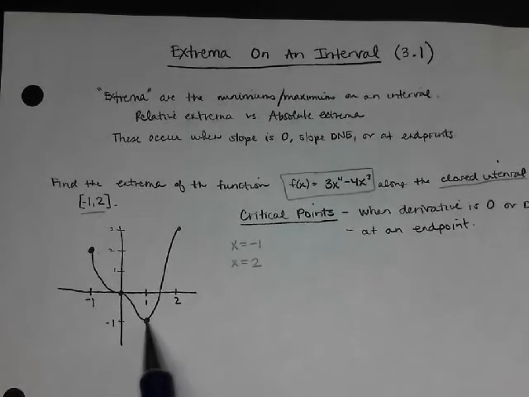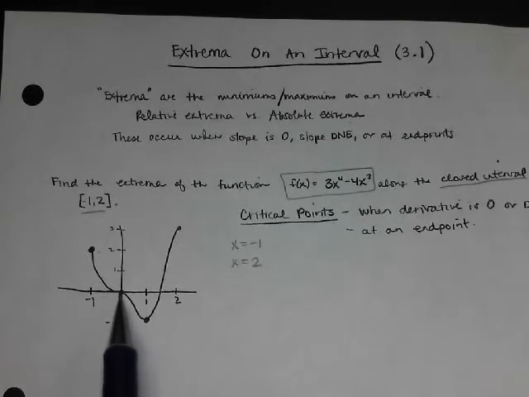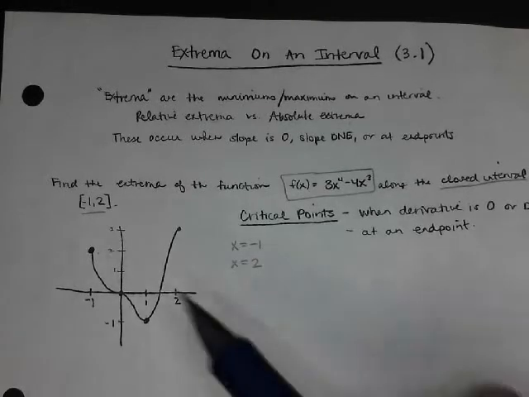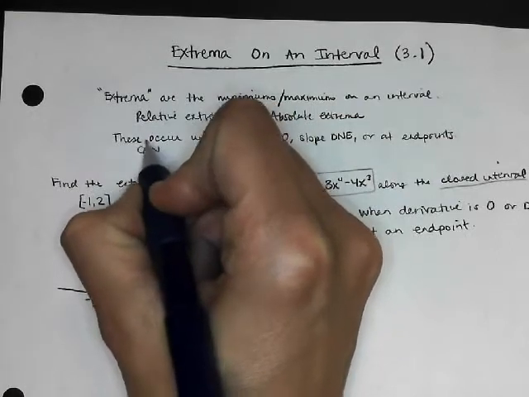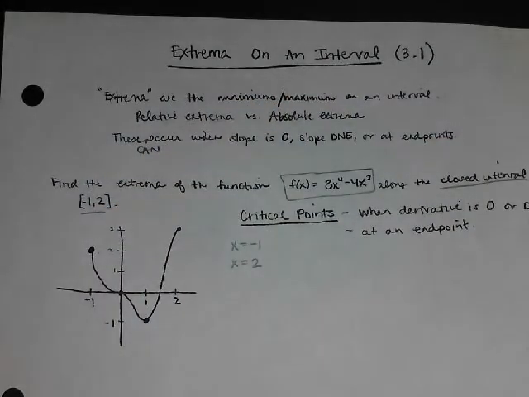If the derivative is 0, there's a potential that it would turn around. It looks here like we've got a derivative of 0, a slope of 0 right there, but it's not necessarily a minimum or a maximum. So these can occur. They don't have to occur, but they can occur where the slope is 0, the slope does not exist, or at the endpoints.